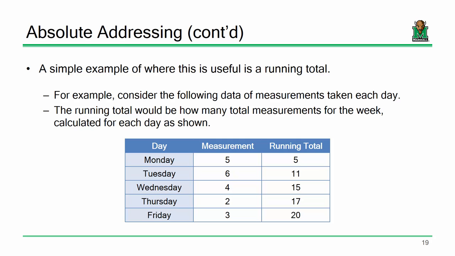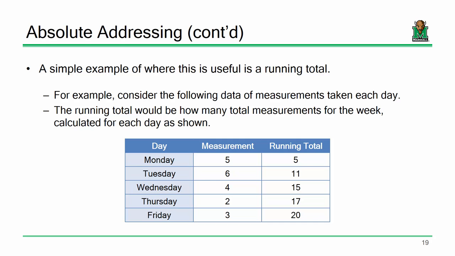Let's say I've got a creek that's overflowing and I'm trying to determine the best way to manage that flow. So I go out at various times of the day and try to determine what the flow in that creek is at various times. Let's say on Monday I take 5 measurements, on Tuesday I take 6, and on Wednesday I take 4, etc. A very good example of an absolute address is to compute a running total.